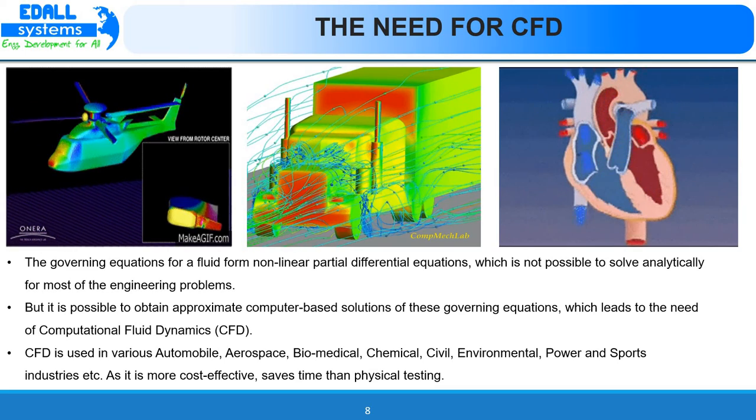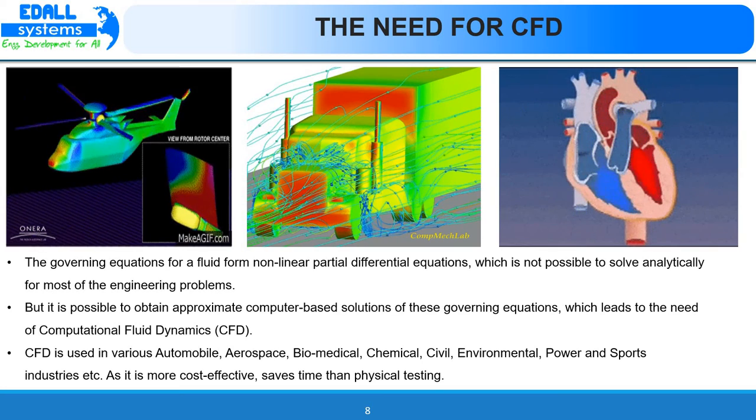Computational fluid dynamics is used in various automobile, aerospace, biomedical, chemical, civil, environmental, power, and sports industries. Computational fluid dynamics is more cost-effective and saves time compared to physical testing.